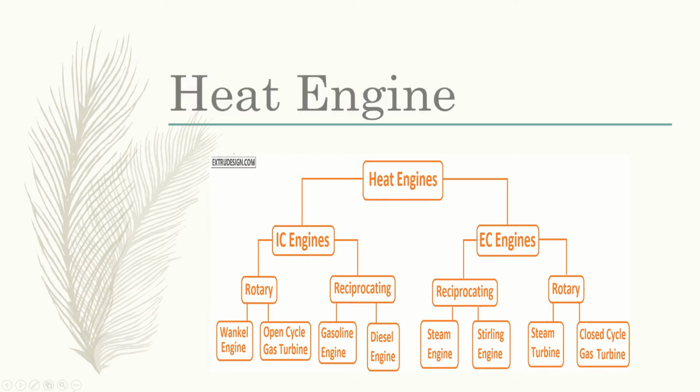Ito makikita natin yung diagram ng heat engine. So kung mapapansin natin, meron siyang dalawang classification: IC engines and EC engines. Under IC engines are rotary and reciprocating, the Wankel engine, open cycle gas turbine, gasoline engine, diesel engine. While under the EC engine are reciprocating and rotary, steam engine, Stirling engine, steam turbine, closed cycle gas turbine. So by the way, yung IC pala is internal combustion engine, while yung EC naman is external combustion engine.